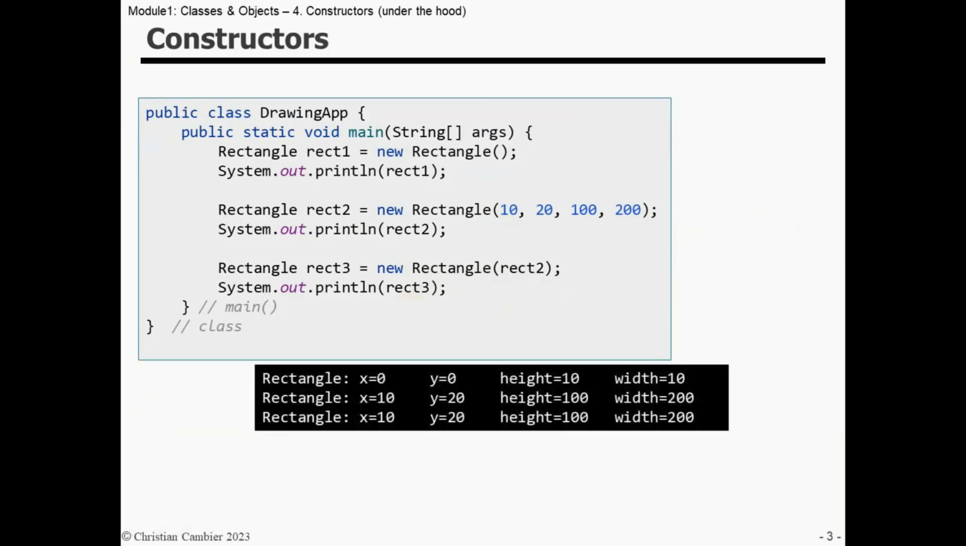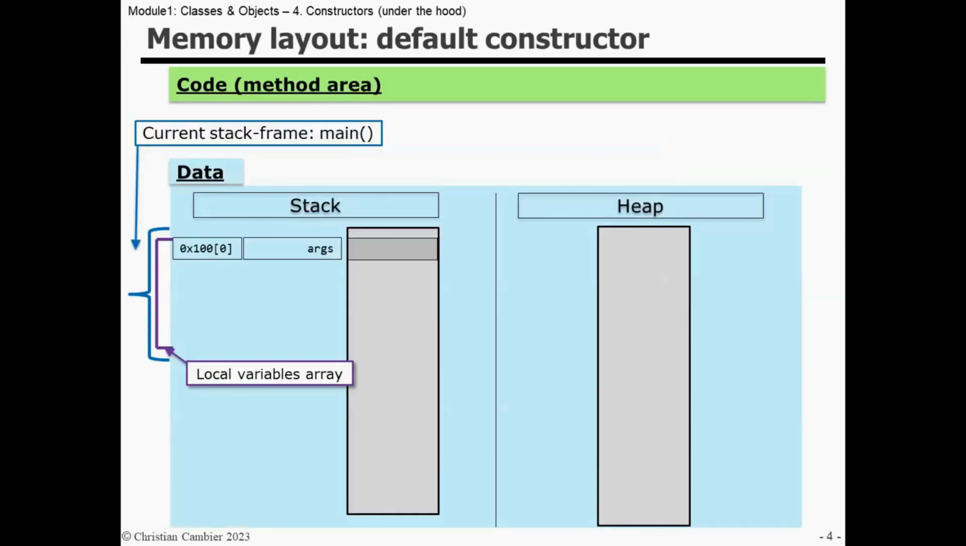Executing this code creates the following outputs. So the output of the first object rect1, the output of the second object rect2, the output of the third object rect3. So different object but same value of properties. Let's see what happens under the hood with first of all the default constructor. So what happens when executing the following statement?